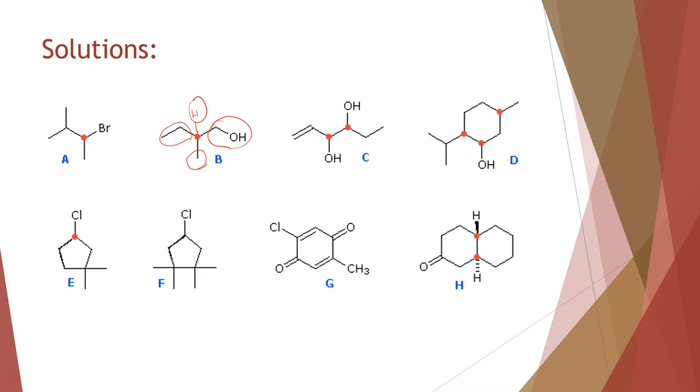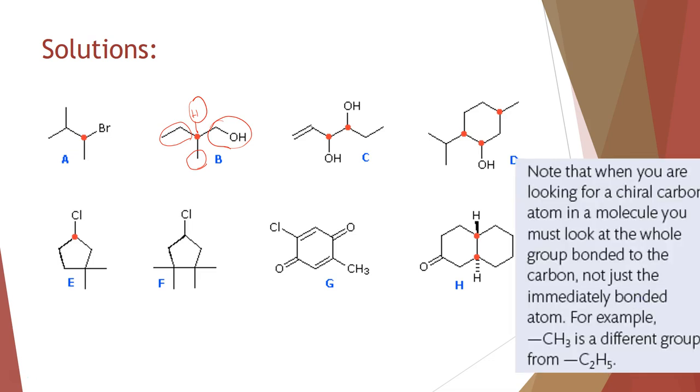Okay, so whenever you're looking for a chiral carbon, you need to look at the whole molecule and the group bonded to the carbon, not just the one immediately next door. You need to follow it through the molecule and see if there's any difference, because it's the whole group as we go out that we're looking at, that we're looking for that difference in.